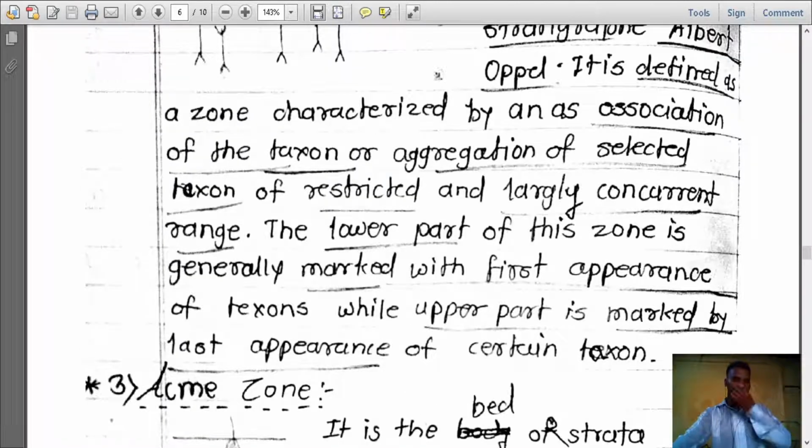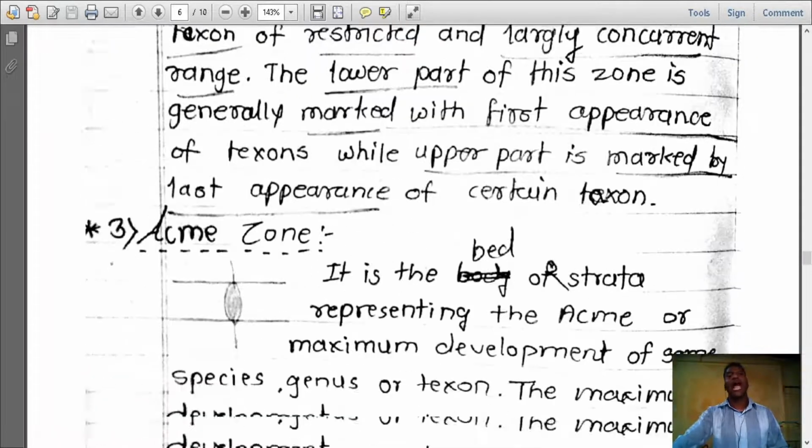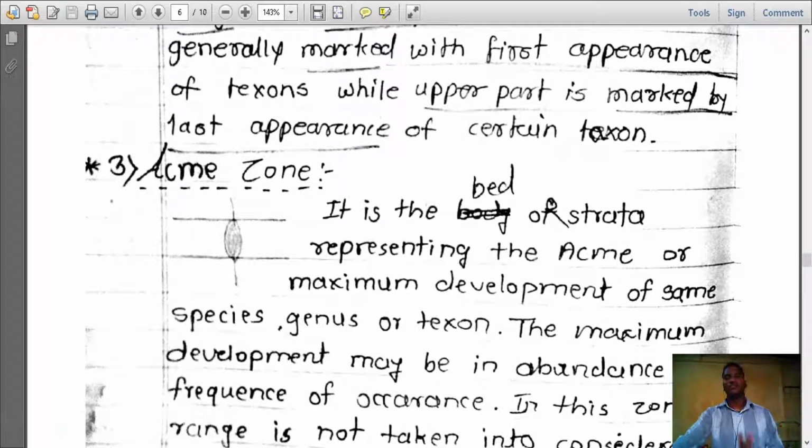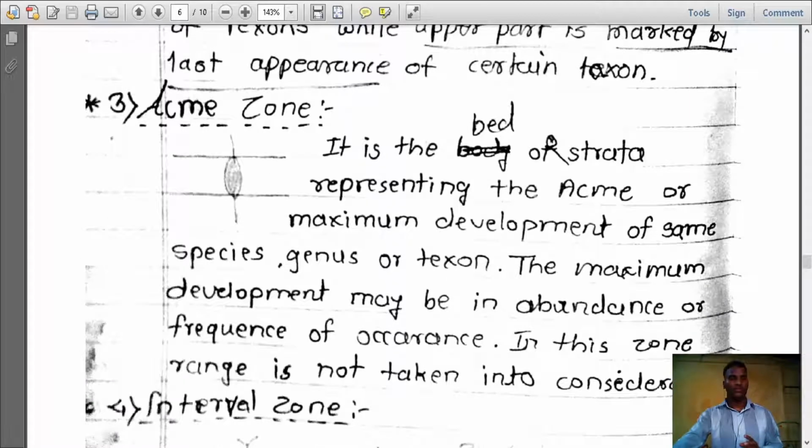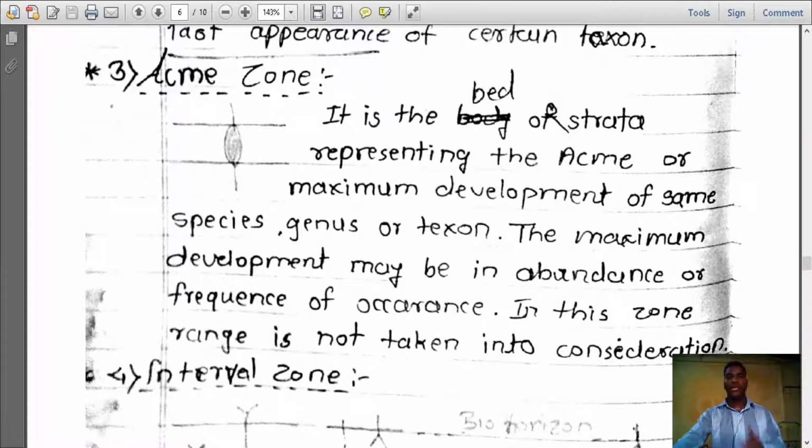These are the different zones. The third one is the Acme zone. In this zone, it is the bed of strata representing the acme or maximum development of the same species, genus or taxon. Maximum development is considered in the Acme zone. In this zone, range is not taken into consideration.